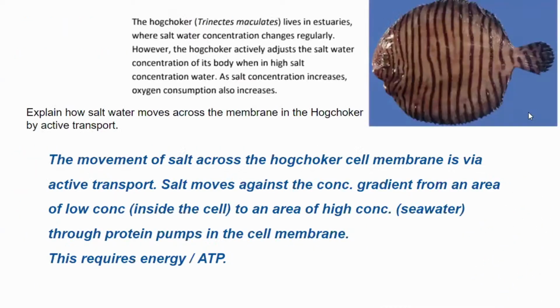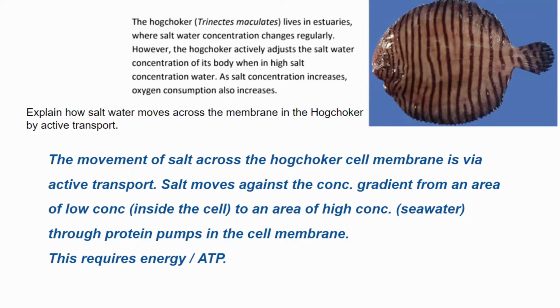So here's another example NCEA question. This one is looking at active transport. So this was the second part of our question with our lugworm. This one is with the hog choker fish, which lives in estuaries where saltwater concentrations will change regularly. So again, we have a change in salinity, a change in saltwater concentration.